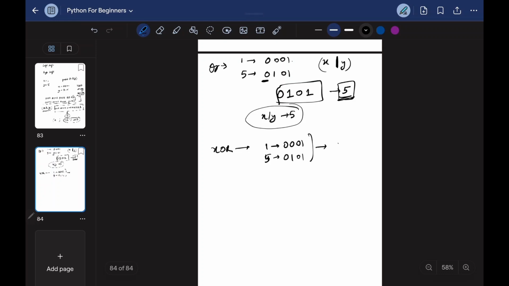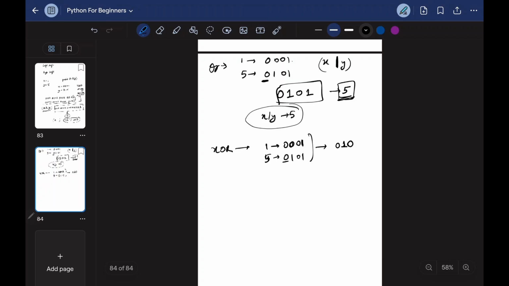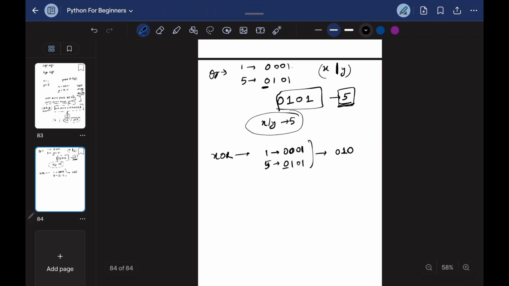So it will become 0 for the first bits, and for the leftmost bits it will be 0 because both of the bits are 0. Then I have 0 and 1, so one of the bits is 1, so I'll keep it 1 over here. And then moving to the next bit, both of the bits are 0, so it will become 0, and then it is 1 and 1. As I said earlier, in the XOR operator only one of the bits is supposed to be 1, but over here both of the bits are 1, so it will turn out to be 0, and the answer for this will be 0100, which is 4. So if I do 1 XOR 5, the answer will be 4.